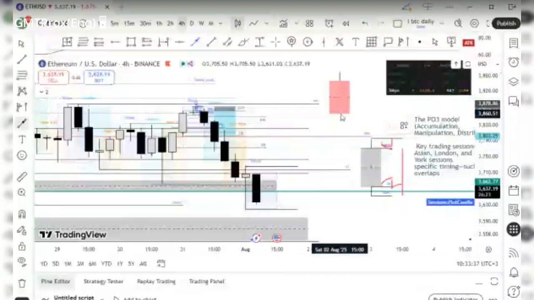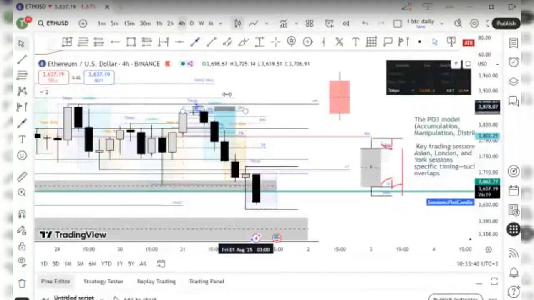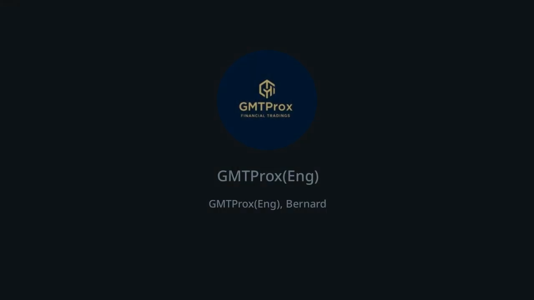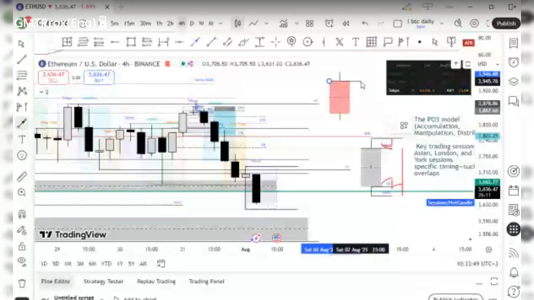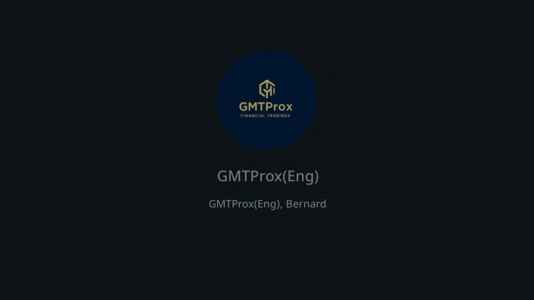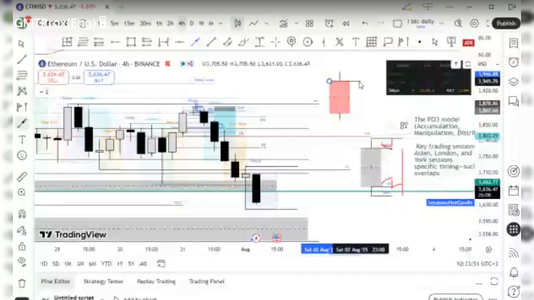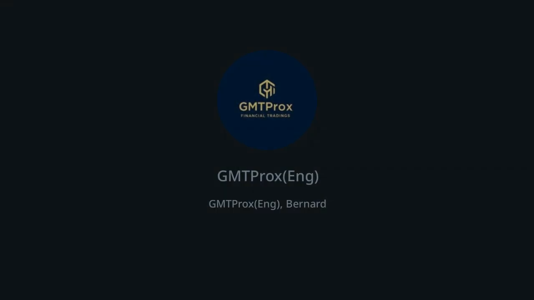That is the opening price. Now this is the opening price. If the opening price for bullish was down, then the opening price for bearish would be at the top here. So we name it our opening price.